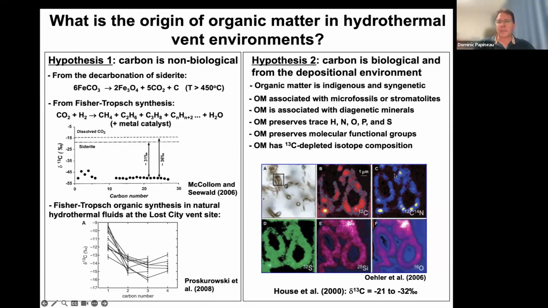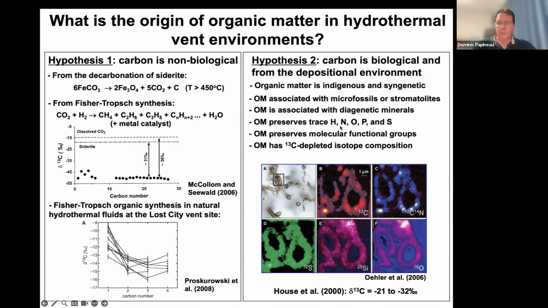And of course, the second hypothesis is that the carbon is biological. And here I list a number of characteristics that the organic matter should have if it's of biological origin. Like, for instance, it would be associated with fossils, or it would necessarily need to be indigenous and syngenetic to the rock, which means it needs to be in place and come from the original depositional environment. It should also be associated with some diagenetic minerals. The organic matter should also contain traces of the hydrogen, nitrogen, oxygen, phosphorus, and sulfur that's common in biomass, and also some functional groups, and have C13 depleted compositions.